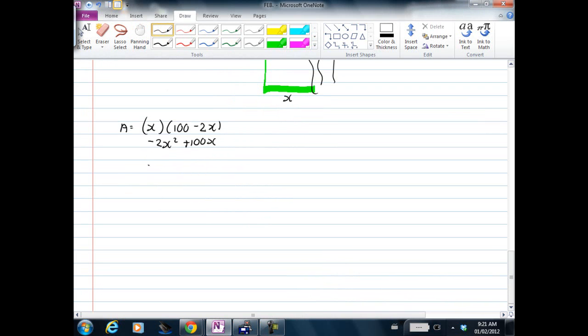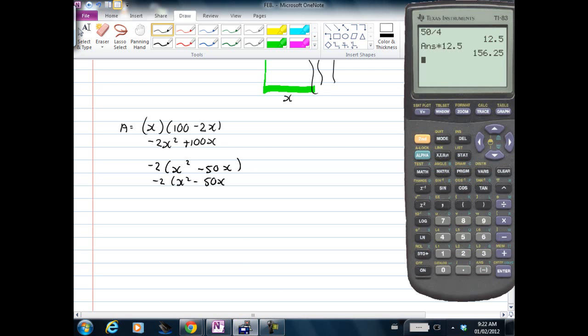So I'm going to factor out -2. We go through the same process. And the whole point of completing the square is to put it into a form where I can easily get the answers. -2 times x squared minus 50x. And again, this is a key part.